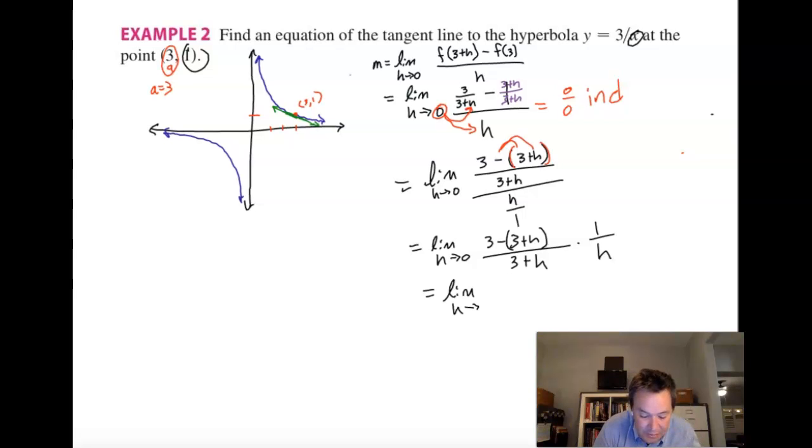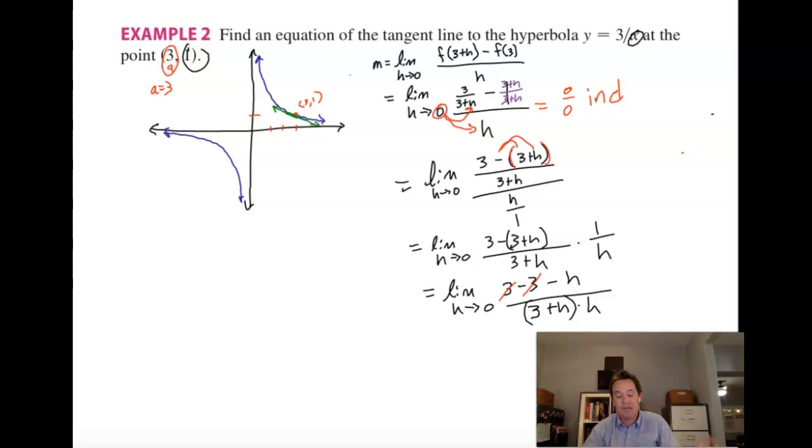Now I'm at the limit as h approaches 0 of 3 minus 3 minus h over the quantity 3 plus h times h. Notice that the 3's cancel each other out. I'm just left with negative h. Now, since I also have an h in the denominator, I can divide those out. Now we're left with the limit as h approaches 0 of negative 1 over 3 plus h. Now we can do our direct substitution. Negative 1 over 3 plus 0, negative 1/3.